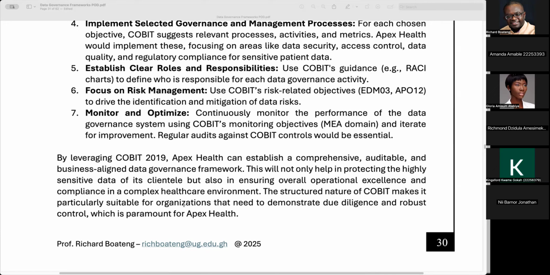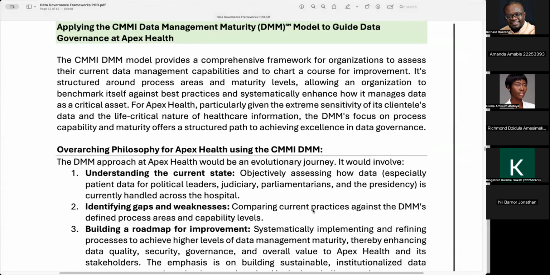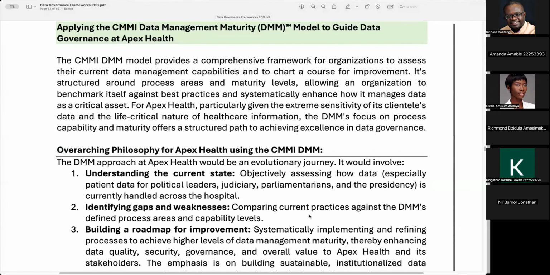The core philosophy of the DMM for Apex Health would be about embarking on a deliberate evolutionary journey to objectively understand where they currently stand in their data management capabilities, particularly around data quality, security, and governance for their critical patient data, especially VVIP data. Then, based on that assessment, they'd identify specific gaps and systematically implement improved processes to reach higher levels of maturity over time. It's really about building sustainable, repeatable, institutionalized good practices, not just implementing ad hoc fixes, which is crucial for handling VVIP data consistently, reliably, and safely in the long run.